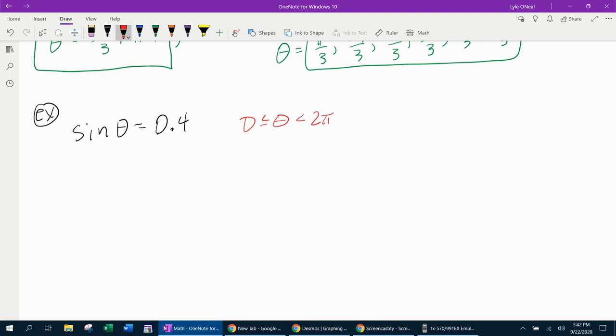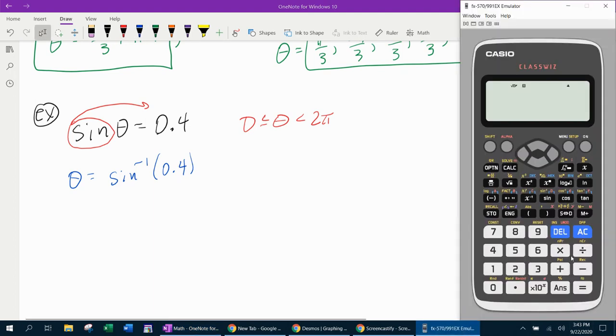All right, so to find that first solution, we're actually going to bring the sine to the other side, and that's going to isolate theta. Theta is the inverse sine of 0.4. And then we can pull up our handy dandy calculator and find the first solution. We want to do the inverse sine of 0.4. And let's see, rounded to 2 decimal places would be 0.41.